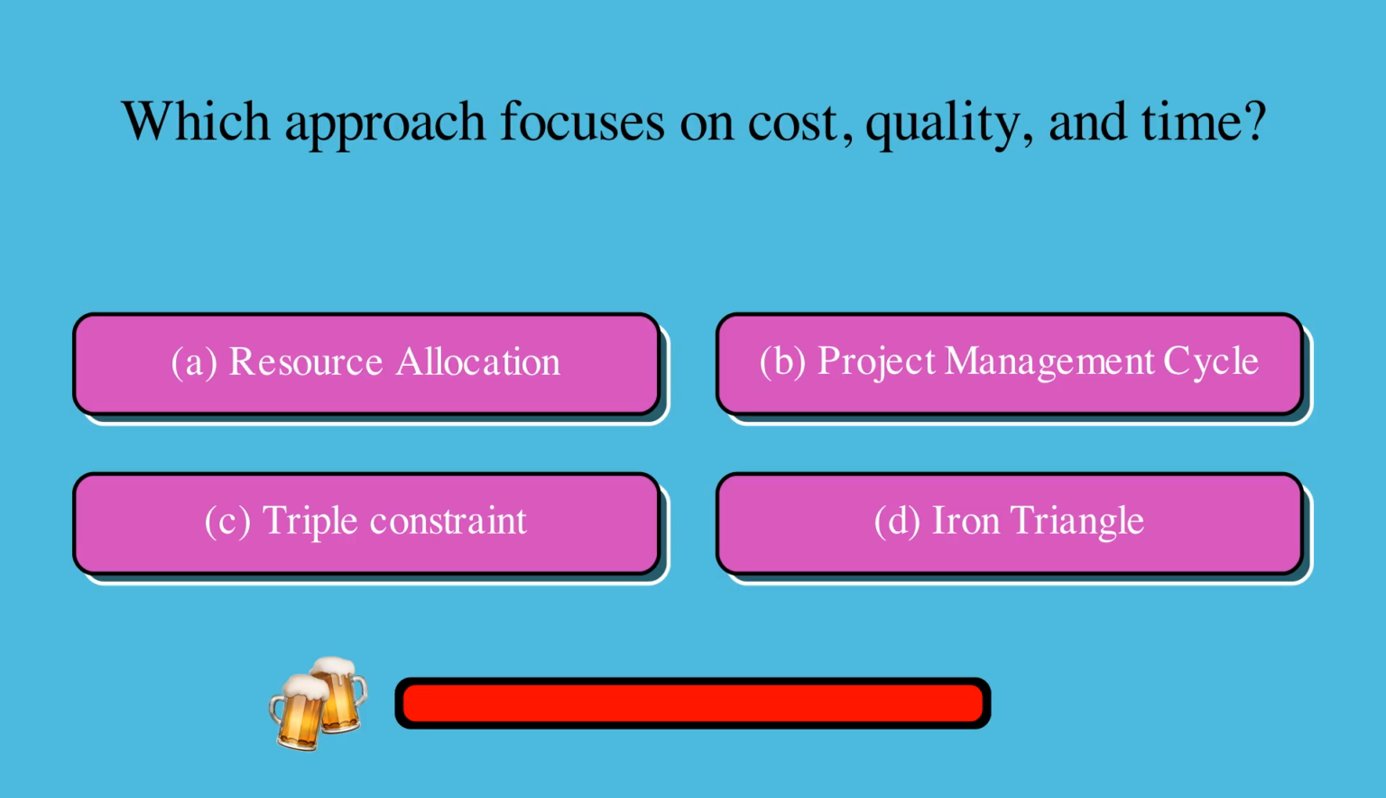Which approach focuses on cost, quality, and time? Is it A, resource allocation, B, project management cycle, C, triple constraint, or D, iron triangle? The correct answer is C, triple constraint.